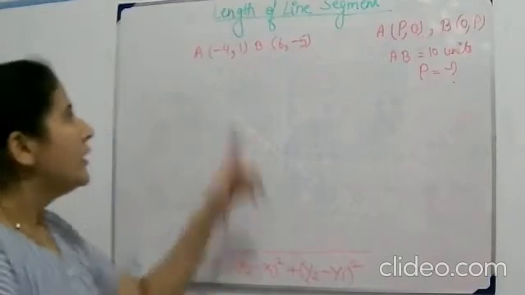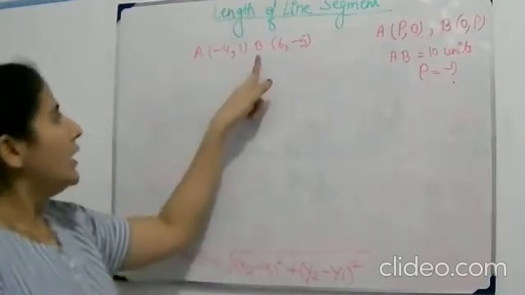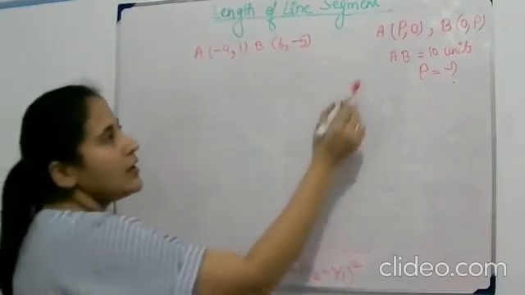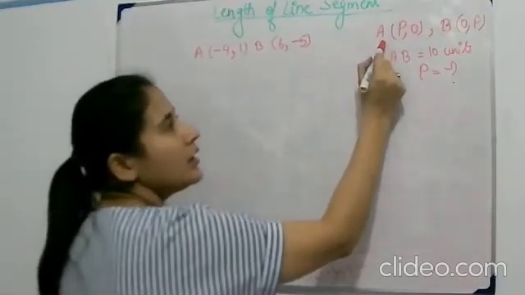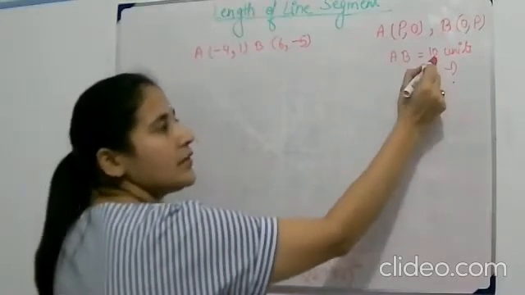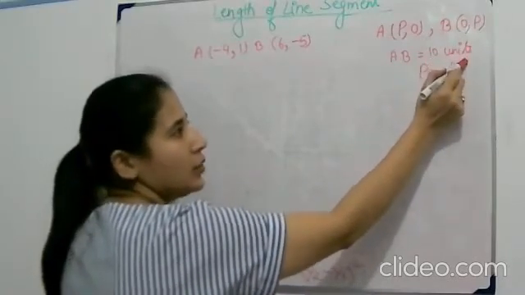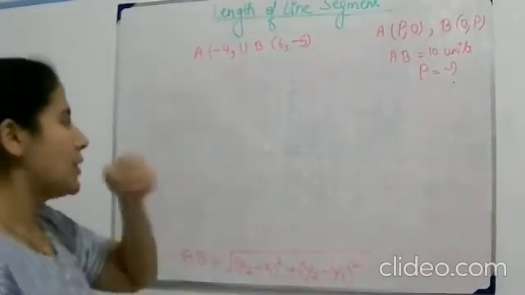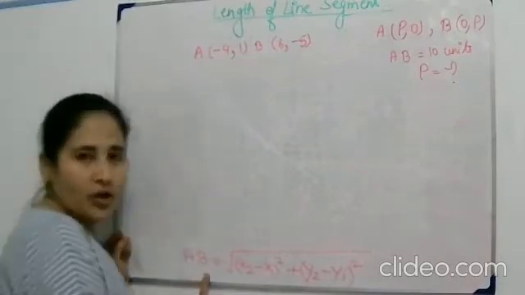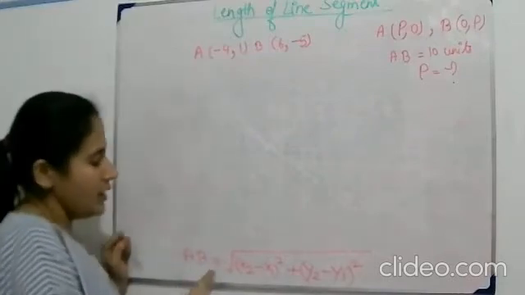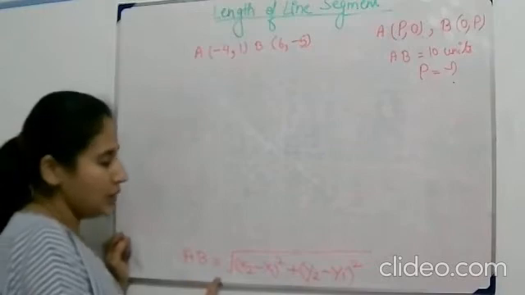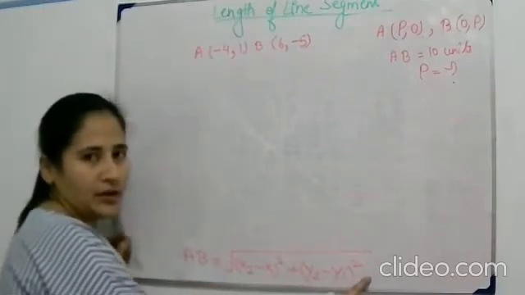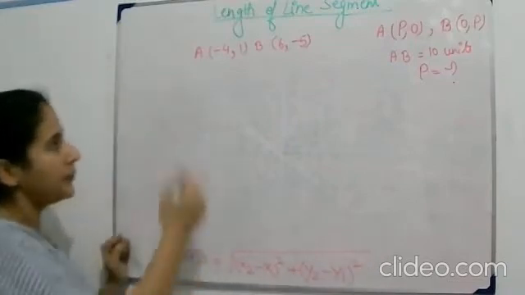Next example, here are 2 questions. Line AB, A coordinate and B coordinate are given. For question number 2, the line is AB. The length of line segment AB is given, that is 10 units, and we have to find the value of p. Let's solve the first question first. So what is the formula from the Pythagoras theorem? Length of line segment is equal to the square root of (x2 minus x1) square plus (y2 minus y1) square. This is from the Pythagoras theorem.